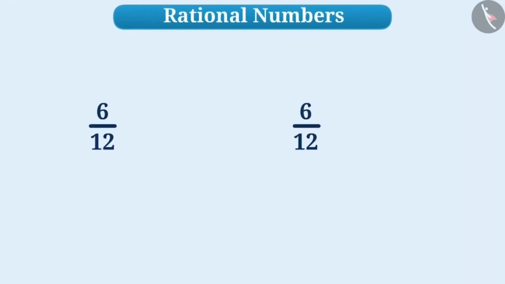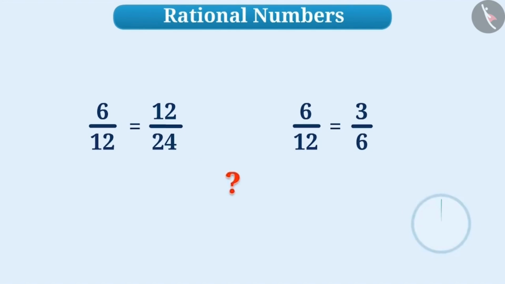Any rational number can be converted into another rational number with equal value. Can you tell how we will do it? Think for a while.